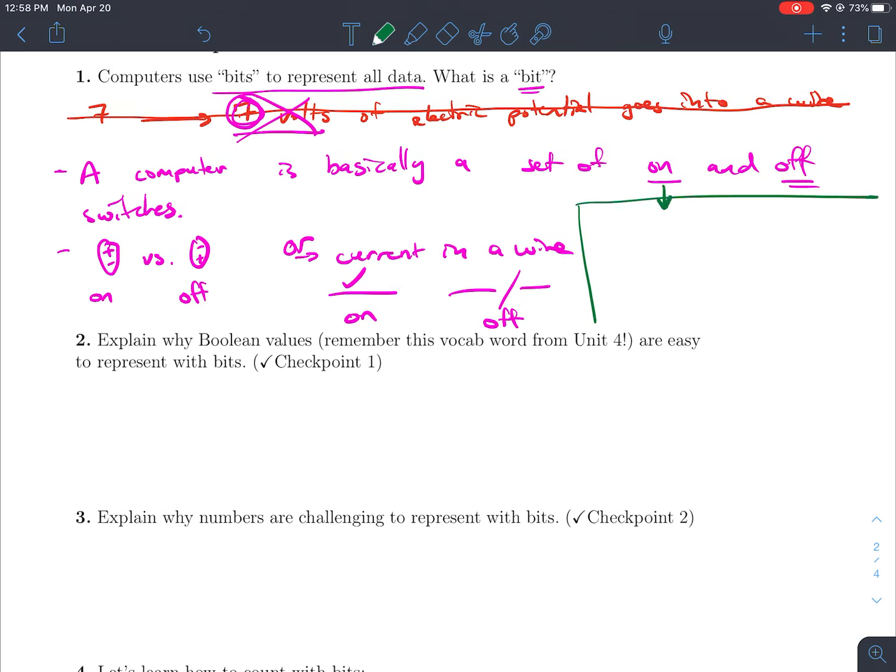So when something is on, we say the value is 1, and when it's off, the value is 0. Now this is really interesting. This is the fundamental thing that computers are built out of, these on-off switches.